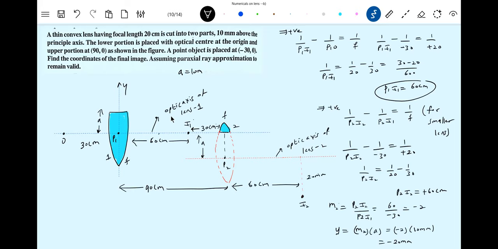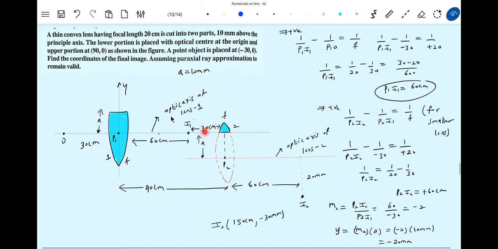So what should be the coordinates of I2? Coordinates of I2 should be 90 centimeter plus A, how much? 10 millimeter. 90 plus 60, 150 centimeter. This is the origin, no? So this is 10 millimeter, 20 millimeter.